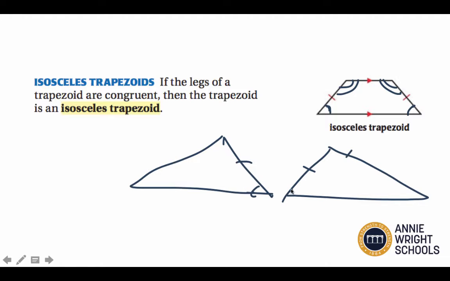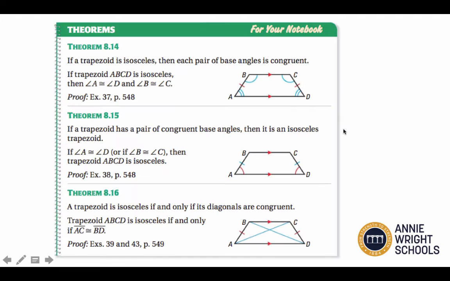Now we know these base angles are congruent, and then we've got that the diagonals are congruent. So here are a couple of those theorems. If a trapezoid's isosceles, then each pair of base angles are congruent. If a trapezoid has a pair of congruent base angles, then it's isosceles. So this could be written as an if and only if.